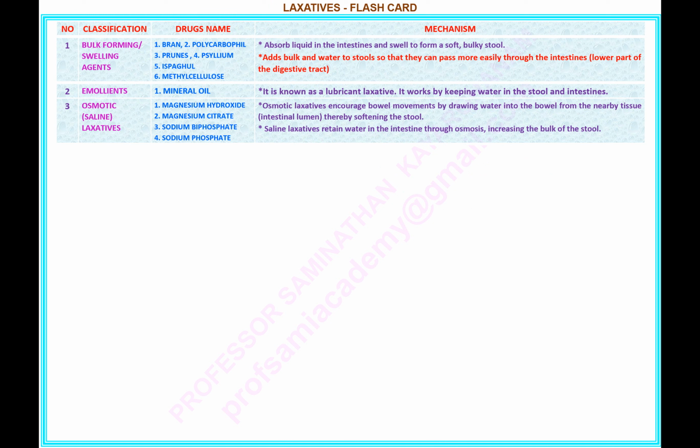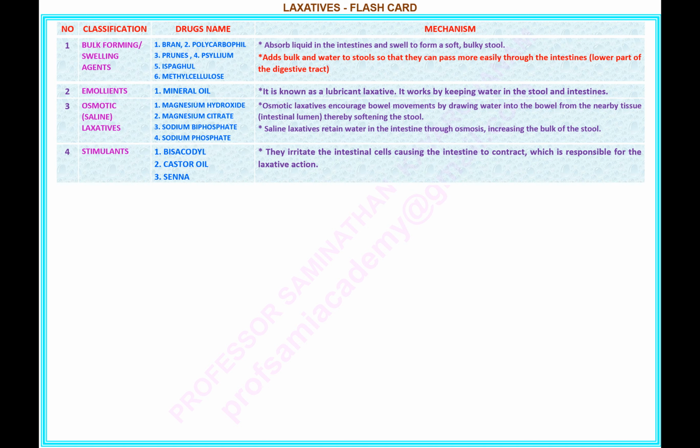Number 3. Name of the classification: osmotic, or saline laxatives. Drug's names under this classification: 1. Magnesium hydroxide, 2. Magnesium citrate, 3. Sodium biphosphate, 4. Sodium phosphate. Mechanism of osmotic, or saline laxatives: osmotic laxatives encourage bowel movements by drawing water into the bowel from the nearby tissue, intestinal lumen, thereby softening the stool. Saline laxatives retain water in the intestine through osmosis, increasing the bulk of the stool.